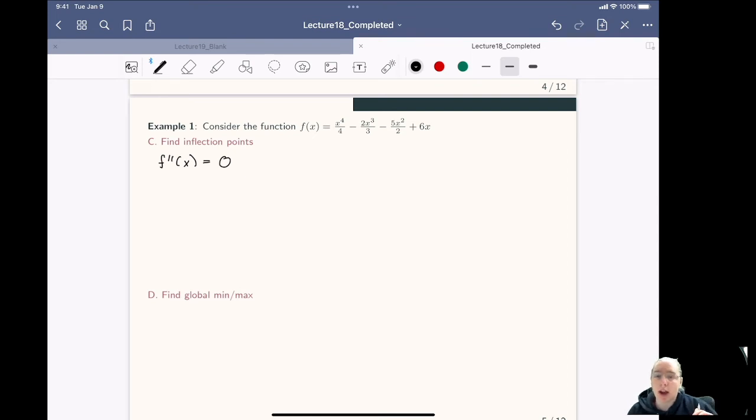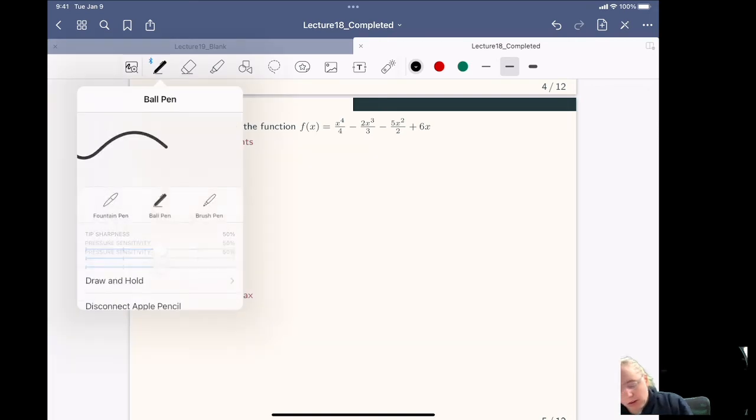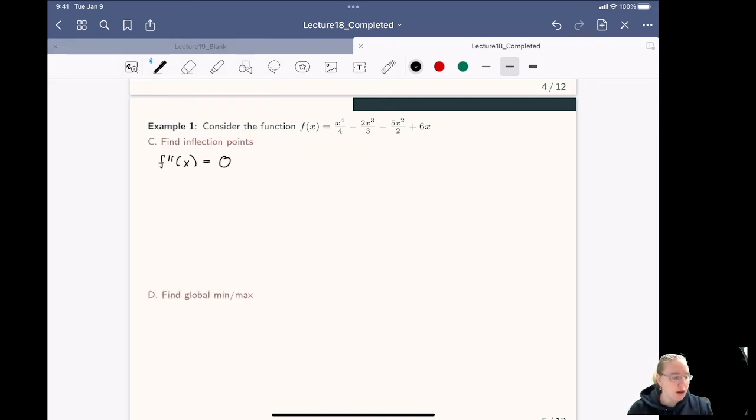When f prime, the derivative, is equal to 0, this is when you have changes in the slope. So you go from having a negative slope to a positive slope, so those are the maxima and minima. When f double prime is equal to 0, this is changes in the curvature of the function, so when you have things that go from concave down to concave up, or concave up to concave down, and so these are the inflection points. All right, so what do we have as our f double prime?